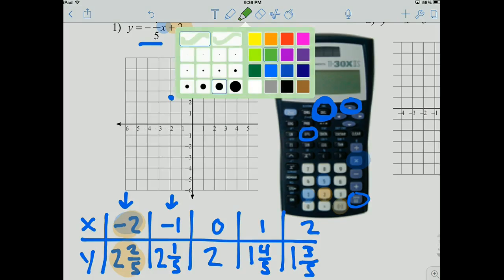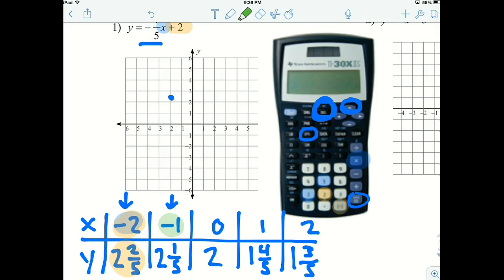Next one I'm going to do is the -1, and I'm going to go up 2 1/5. So I'm going to go backwards 1, because x is -1, and up 2 1/5. So again, a little bit above 2. Continue on, I'm going to do x of 0, which means I'm not going to go over, left, or right. I'm going to stay right on the axis, and I'm going to go up 2.